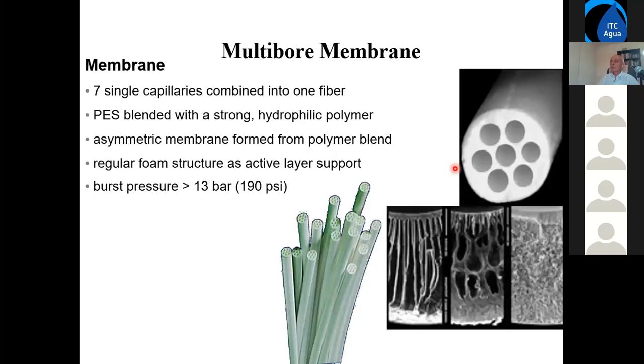Okay, this is the multibore. So rather than a normal capillary with just one bore, they have seven bores here, so the capillary is thicker and very strong. Because of this, it does not break. And this was a very big advantage, which allowed them good market penetration. Today, it's one of the major players. It's not called Inge anymore. I think it's owned by BASF or someone else. In the membrane market, the owners change rather frequently.